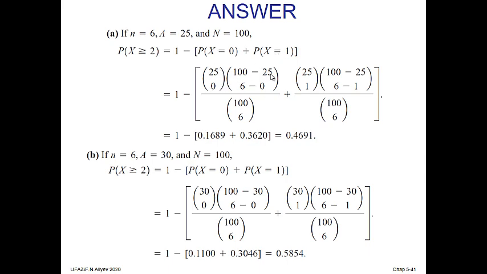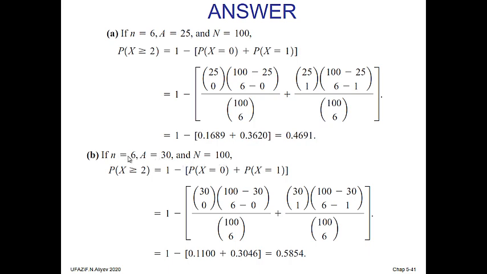You see, this is another representation of combination. Combination 25, 0 for x equal to 0, combination 100 minus 25 and 6 minus 0, and in the denominator, combination 100, 6. We obtain a result and add to this x equal to 1. The answer here is 0.4691.